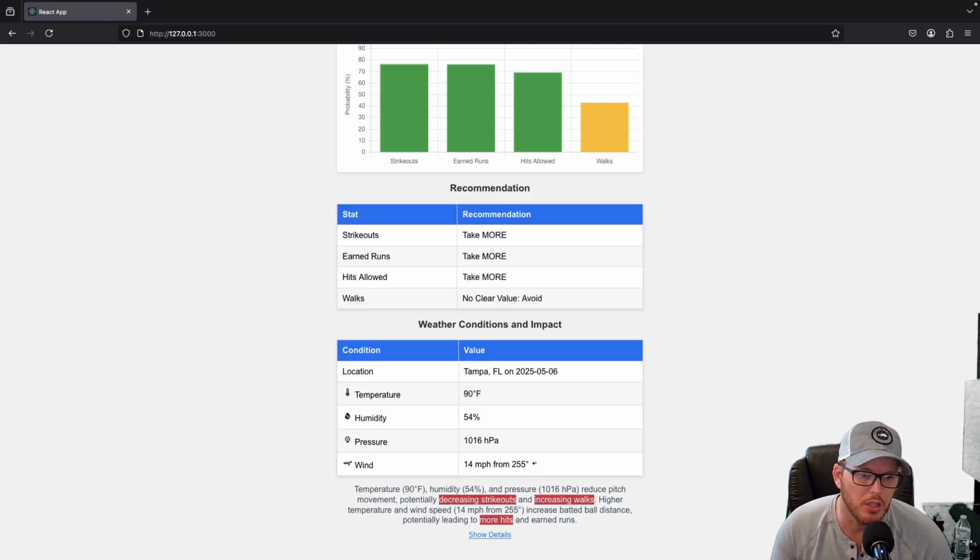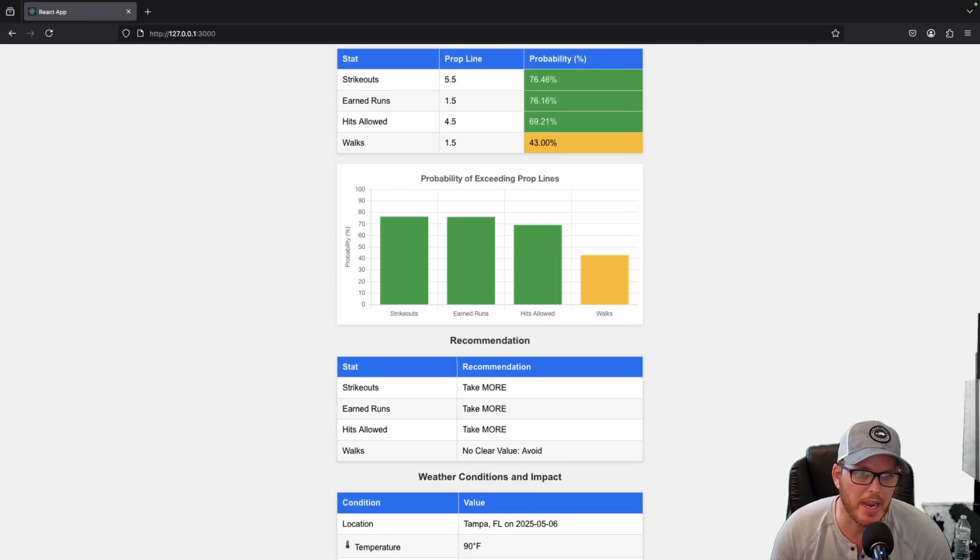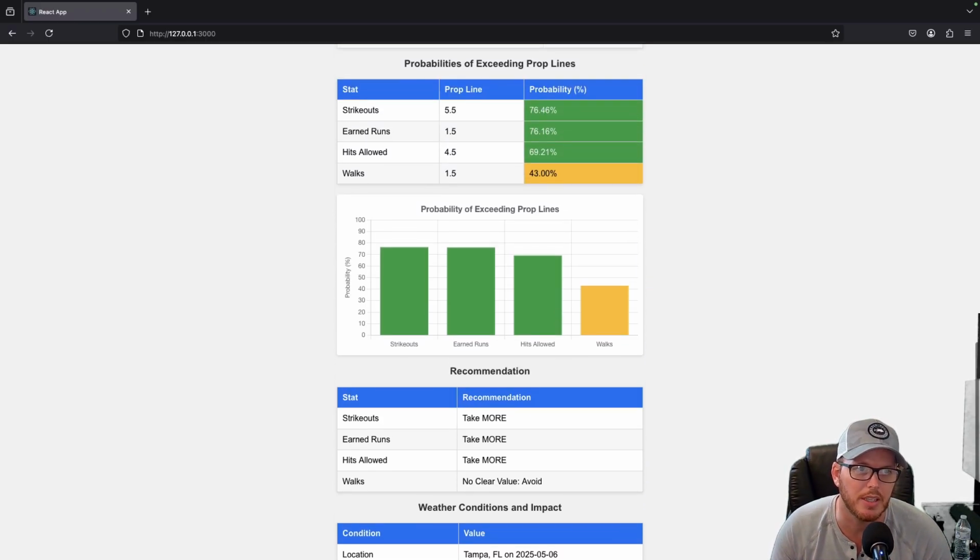You can see temperature, humidity, and pressure, reduced pitch movement, potentially decreasing strikeouts and increasing walks. Higher temperature and wind speed increases batted ball distance, potentially leading to more hits and earned runs, okay? So that is something you want to keep in mind, but I also already have it factoring in those simulations, and he's still getting 76%. Now remember, Tampa's not playing in their normal stadium. They're playing in the Yankees spring training stadium, which is what I have this accounting for right now.